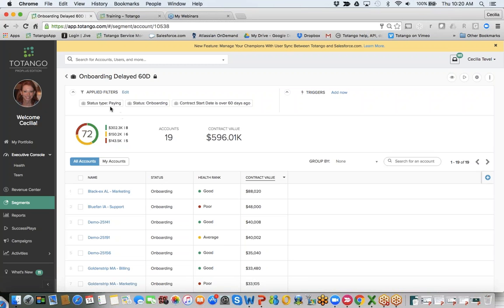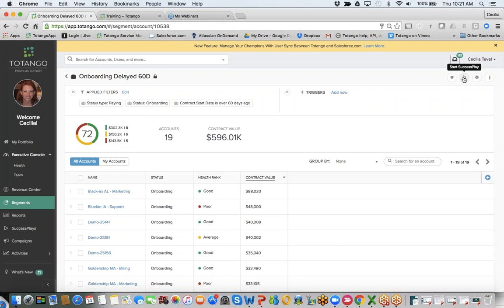What I'm doing here is I'm looking at my paying onboarding customers and looking to identify anyone that's still onboarding and their contract started over 60 days ago. Because for us, the goal is to have customers completely live and onboarding within 30 days. So 60 days is a bit lengthy for us. And from here, I actually want to work on improving this and escalating early, which is what I'll do. And I'm actually going to launch a success play from here. And this is how you can do it as well.